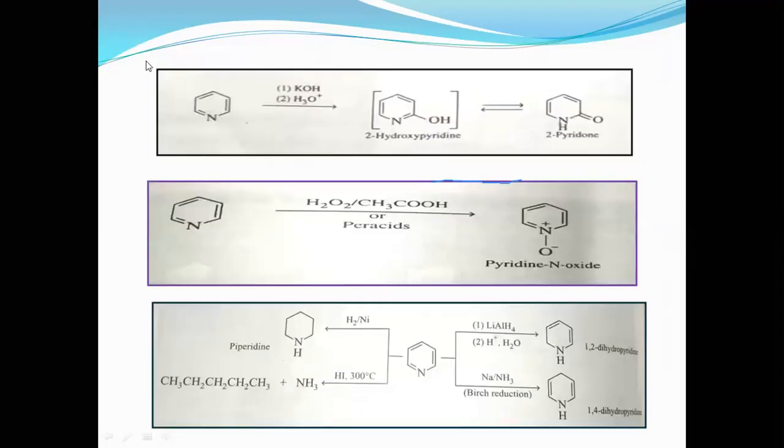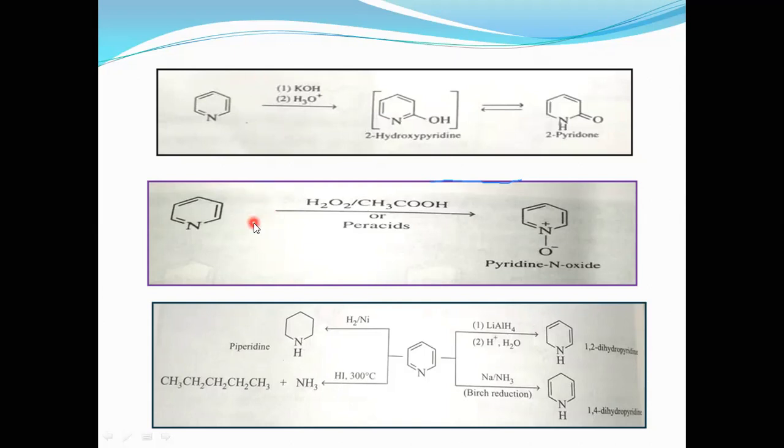Then when it undergoes reaction with KOH, followed by acid hydrolysis, we can get 2-pyridone. 2-pyridone is the product. Here first we get 2-hydroxypyridine, which undergoes keto-enol tautomerism, and we get the 2-pyridone. This is more stable than 2-hydroxypyridine. Both are in equilibrium, but the equilibrium shifts more towards the 2-pyridone.